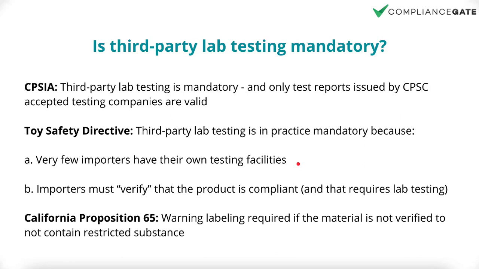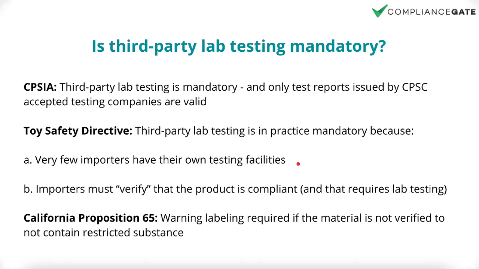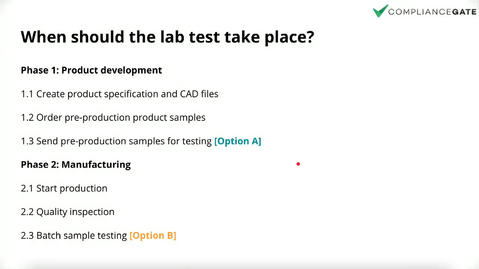Another example is California Proposition 65, a substance regulation in California covering lead, phthalates, and so on, the usual suspects. It gives you the option of attaching a warning label if you have not verified that the material is not containing restricted substances above the set limits or migration limits. Absorption limits, I think that's the terminology they use. So this is a different, third scenario where you can decide how to go about it, but then you have another condition and so on. In the end, third-party lab testing is in practice the only way to really verify compliance, even though it may not always be written as mandatory.